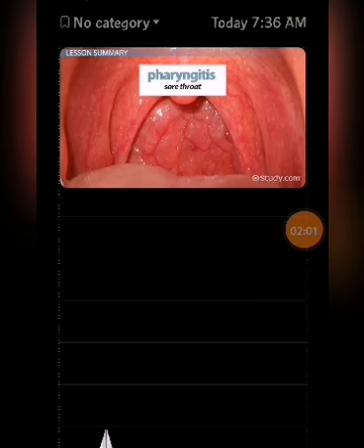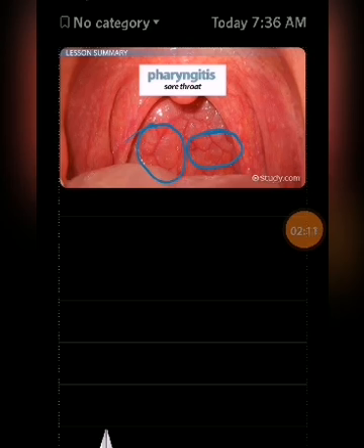Now you can see the pharyngitis here. These are small lesions with infection at the base of the pharynx, of the tonsil. This is the appearance of pharyngitis at the base of the pharynx.